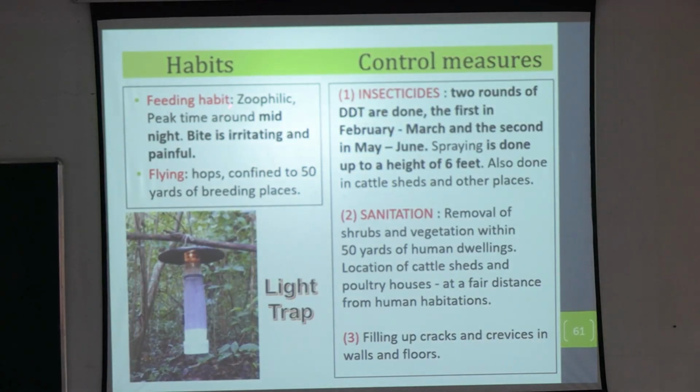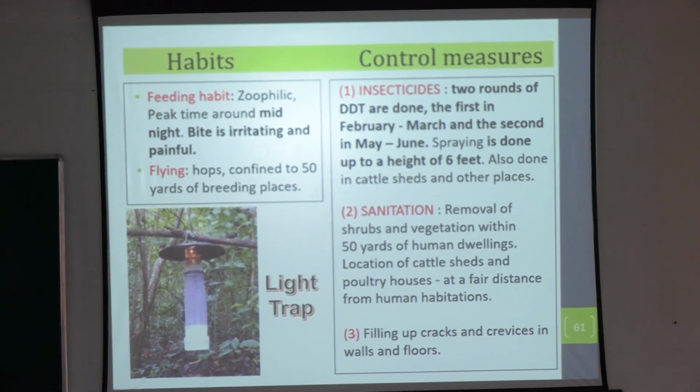What are the habits? It is usually zoophilic. Peak time around midnight. Bite is irritating and painful, and it cannot usually fly, but it hops. Sandfly cannot fly, it has a hopping habit. একসাথে 50 yards of breeding places এর বেশি বাইরে যেতে পারে না. So the density বা spread টা অনেকটা কম. The spread is much lesser than mosquitoes.